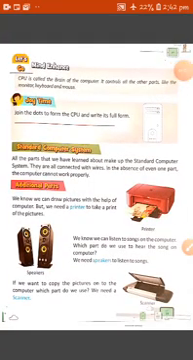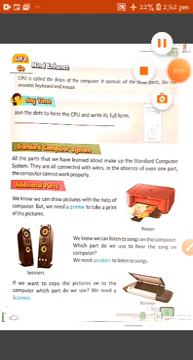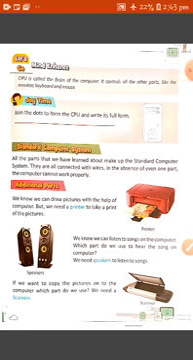CPU is also known as the brain of a computer. Just as our brain controls all the different parts of the body and makes them work together, the CPU controls all other parts and makes them work together. It also controls all the other parts like the monitor, keyboard, and mouse.